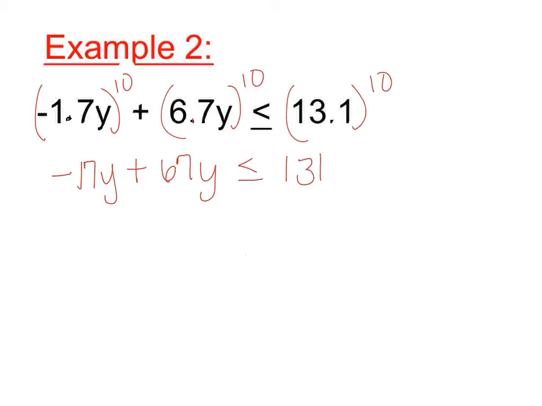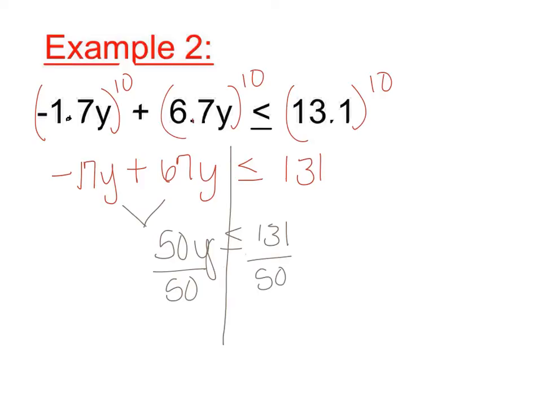Notice as we get ready to solve this inequality, both of our variable terms are already on the left-hand side, so we just need to simply combine those together. We have a negative 17 and a positive 67y. We're going to subtract. 67 minus 17 is 50. It's going to be a positive 50y is less than or equal to 131. Now we need to get y by itself. In order to do that, we're going to divide on both sides by 50.